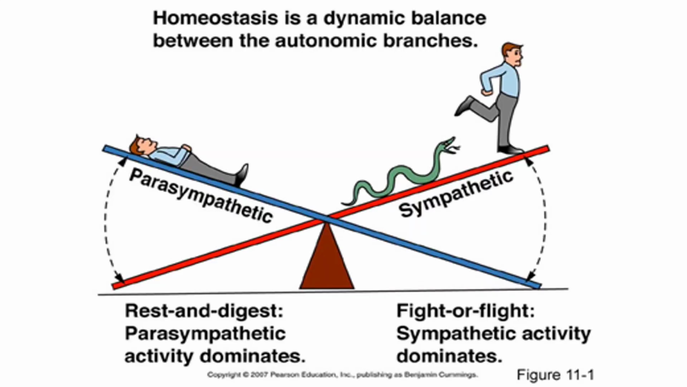Homeostasis is a dynamic balance between the autonomic branches. So kung mapapansin niyo sa figure, si sympathetic activity nagdo-dominate kasi nandun siya sa fight or flight. Masyado siyang kinabahan kasi biglang nagkaroon ng ahas. Now, pagdating naman dito sa parasympathetic activity dominates, medyo na-relax na siya. Okay na siya. Okay? So, kailangan ng balance which is called homeostasis.